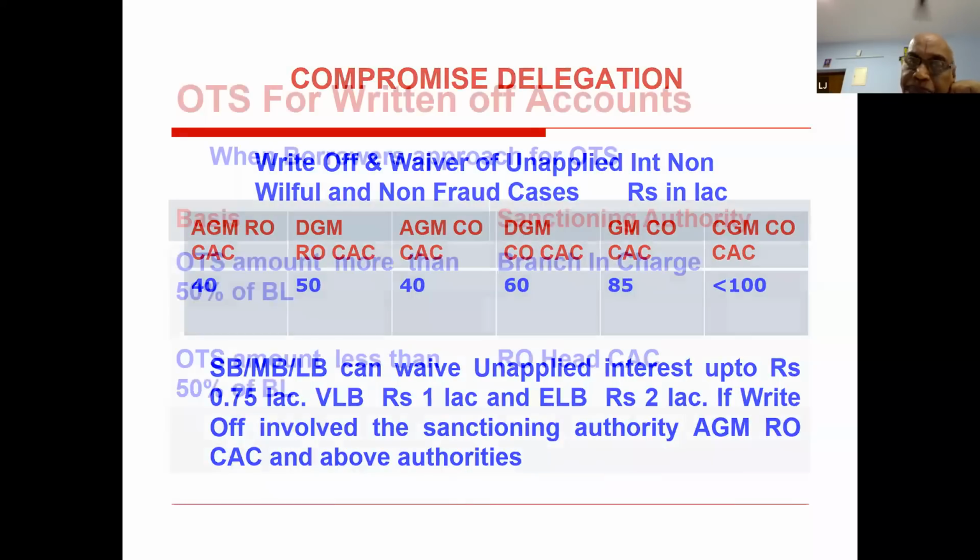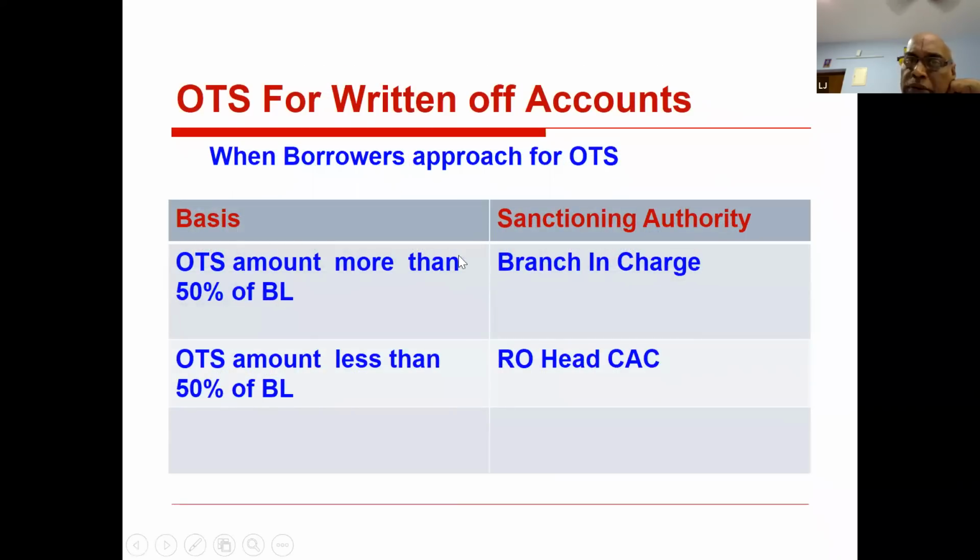Okay, next slide. Written-off account. Whether OTS can be settled for a written-off account. Already you have written off the account from the books of your bank. You find out the borrower is coming for some other loan. At that time you catch hold of him. You calculate everything and tell that borrower, 2 years back we have written off your loan, so till today you have to pay this much interest as per sanction.